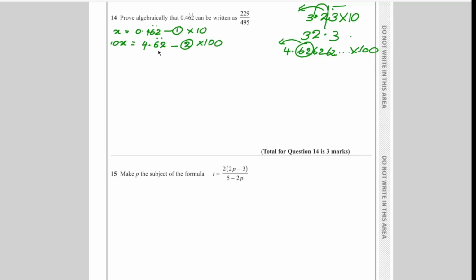So if you are having 2 digits recurring, you need to multiply the equation by 100. If you are having 1 digit recur, then you need to multiply by 10. If you are having 3 digits recur, then you need to multiply by 1000. Likewise, as many recurring digits as you are getting, you need to multiply by the hundreds, thousands, tens, likewise. So let's multiply this one by 100, then 100 multiplied by 10, it will be 1000x.